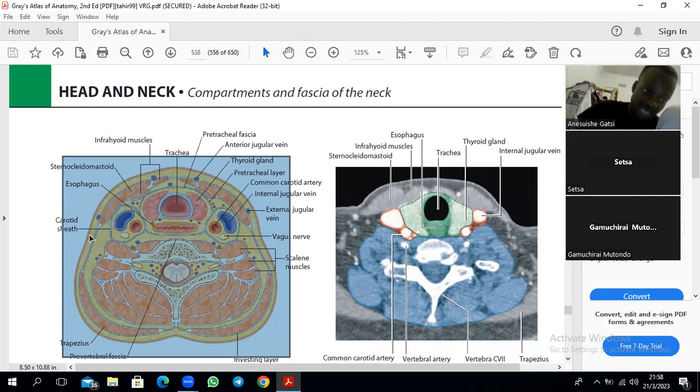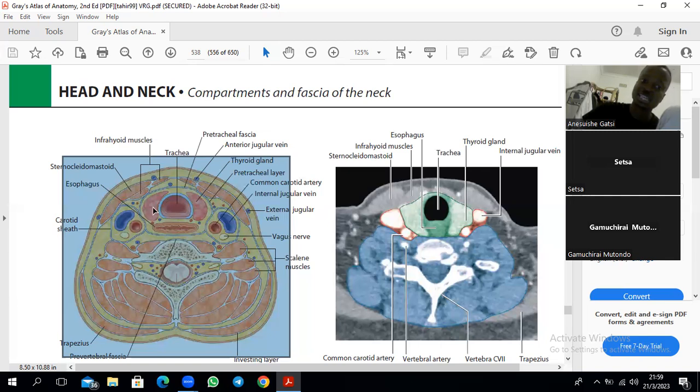Then after this investing layer, I have a layer that I call the pretracheal layer of deep cervical fascia. Pre means before, meaning if it's pretracheal, it is before the trachea. So the trachea is not enclosed within the pretracheal fascia, because the fascia is in front of the trachea. Then the fascia that is deep, closer to the vertebral column, is what we call prevertebral fascia.